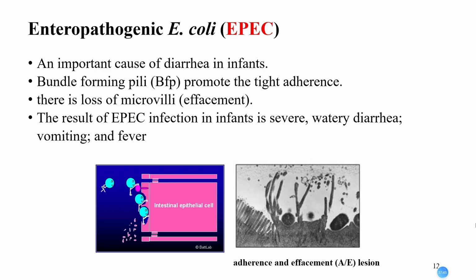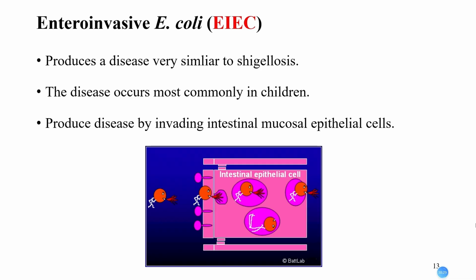It's a healthy cell with microvilli. But with the infection of EPEC, due to the EPEC adherence, you can see the microvilli are disrupted. So this is the effacement of the microvilli. The result of EPEC infection in infants is severe watery diarrhea, vomiting, and also fever. Okay, this is EPEC.